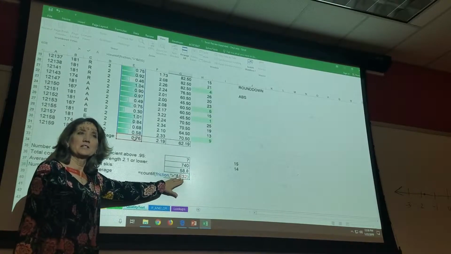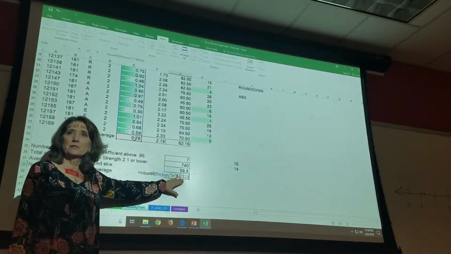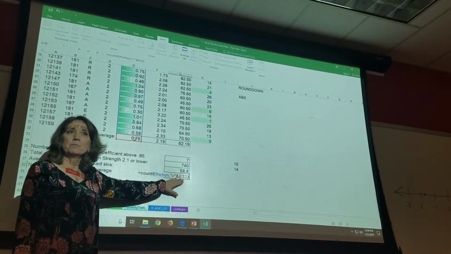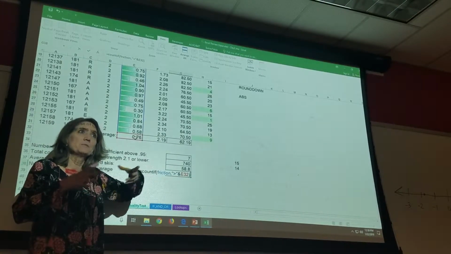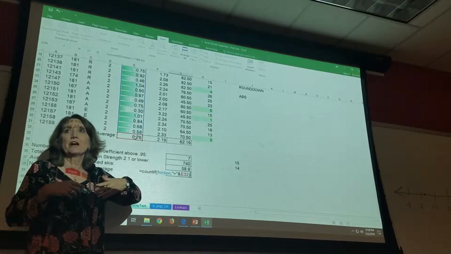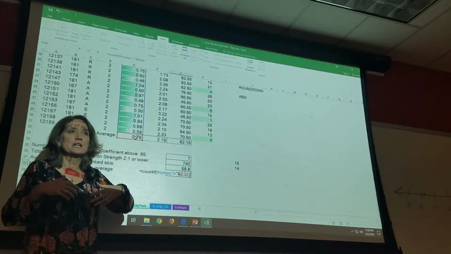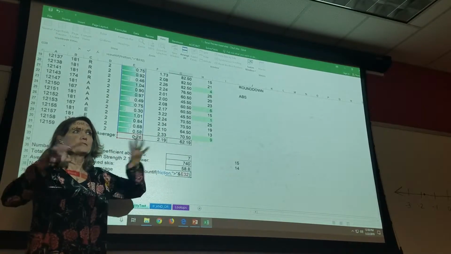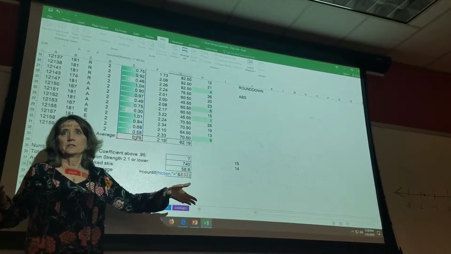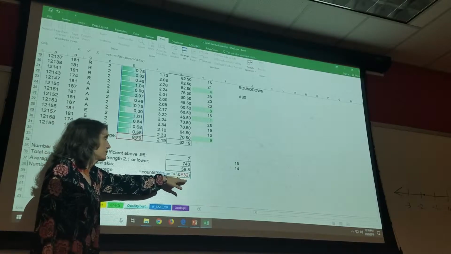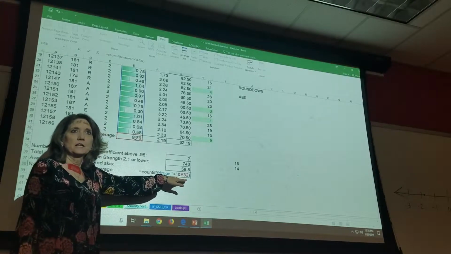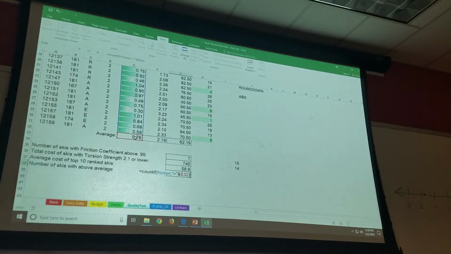I wish I could tell you there was just something really easy to remember this by, but there isn't. But it is what you would do more often, because more often you are going to compare to cells, not put values in, because if you put the values in, you don't have flexibility in your model anymore. So this is the way we would do it. This is the cryptic syntax for it. And that's going to give us the number of skis that have above average friction coefficient, which happens to be 13.